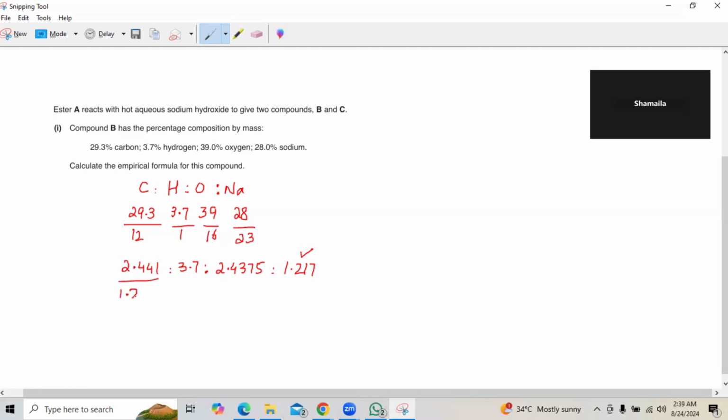So 1.217, this is also 1.217, and this is also 1.217, this is also 1.217. तो बेटे ये हमारे पास 2 आ जाएगा, ये हमारे पास 3 आ जाएगा, and this would come out to be 2 again, this would come out to be 1 again. So carbon is 2, hydrogen is 3, oxygen is 2, and sodium is 1. So this is the right answer.